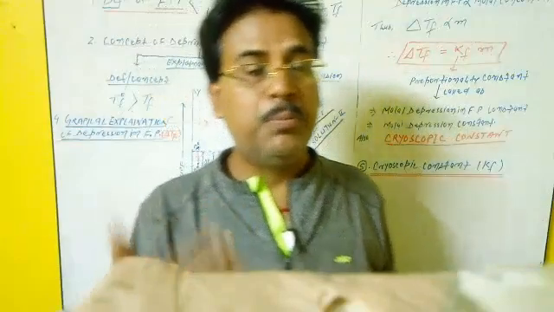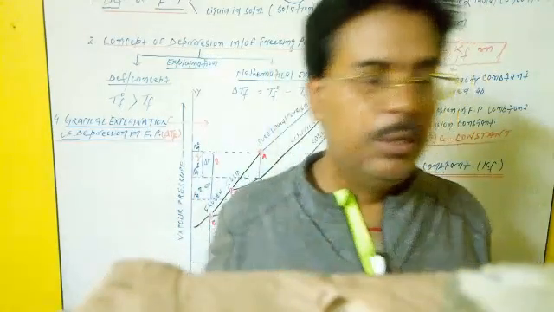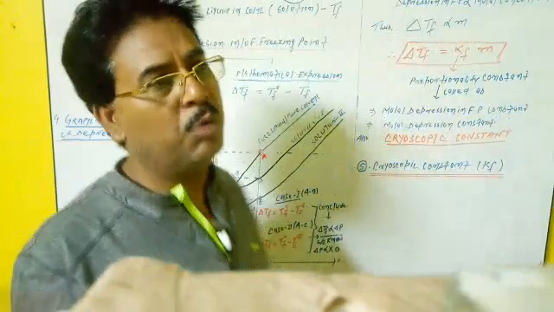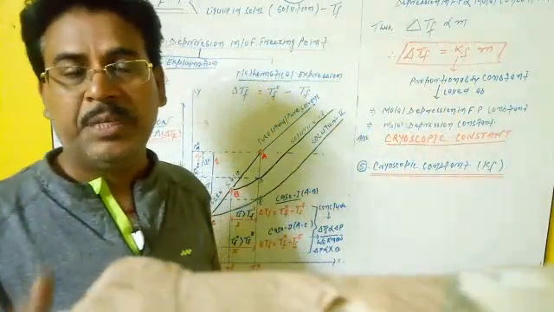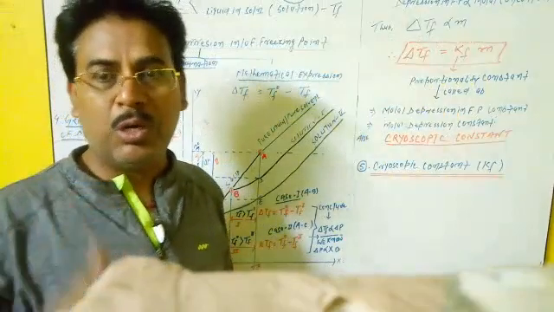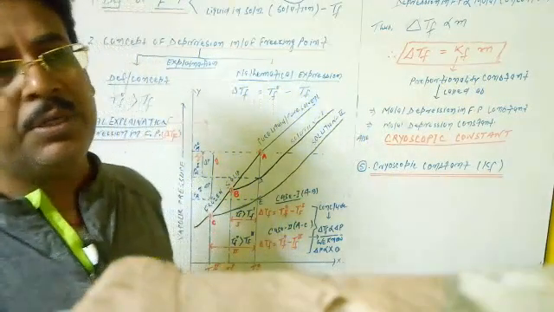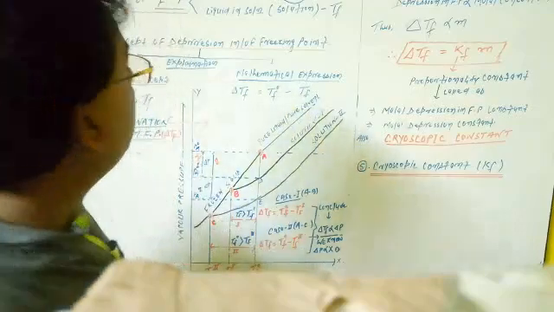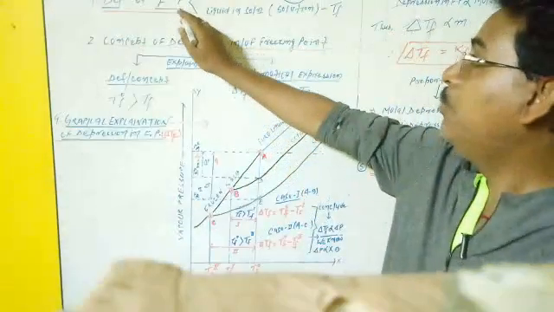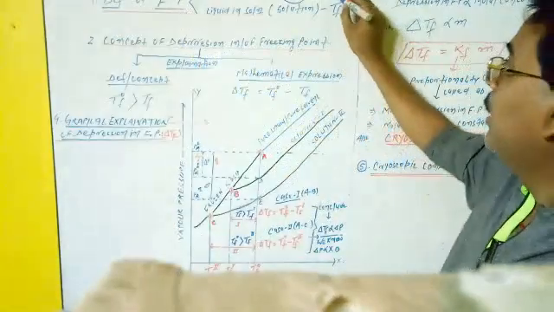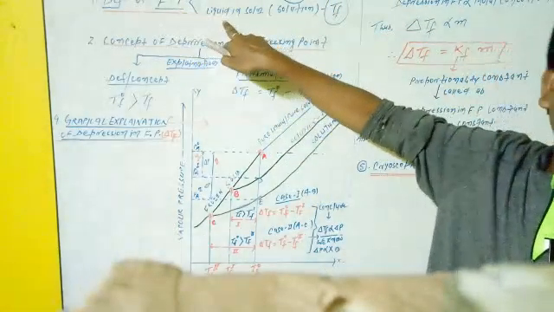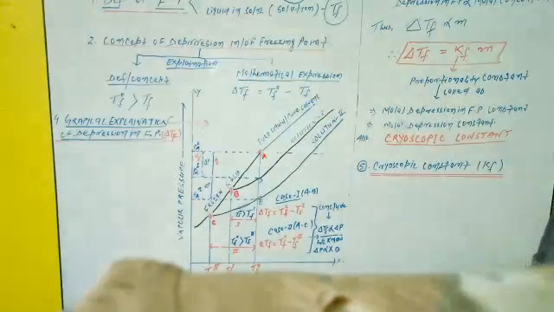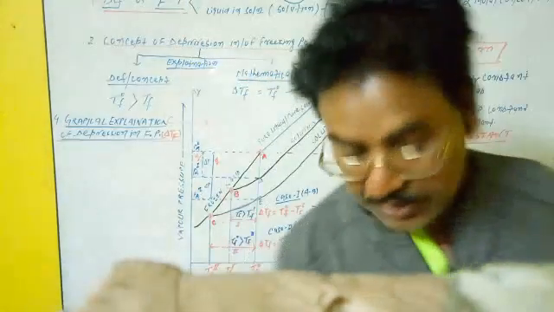Freezing point of a pure liquid is always greater than the freezing point of that liquid in solution. That means the freezing point of the pure solvent is greater than the freezing point of the solution. So if we indicate the freezing point of a liquid in solution by Tf, then depression in freezing point is defined like this.